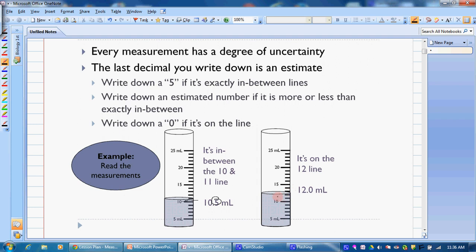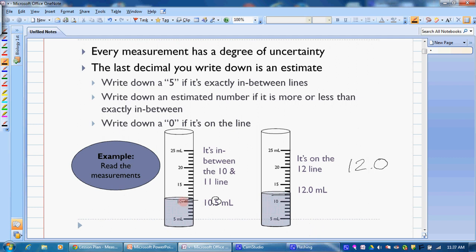If we look over here and believe that this meniscus is exactly on the line, we know this line is 12, so we know for certain we have 12 milliliters. Then we're estimating that it's exactly on that line, so we would write the 0.0 behind it. Somebody might think it's 12.1. Somebody might think it's 11.9. So this last digit is our estimated digit. We write down what we can measure, and then we estimate a digit.